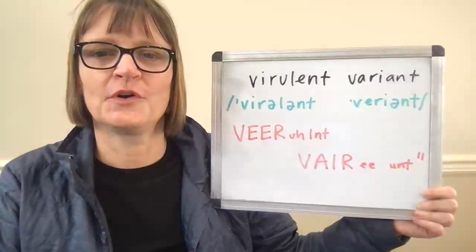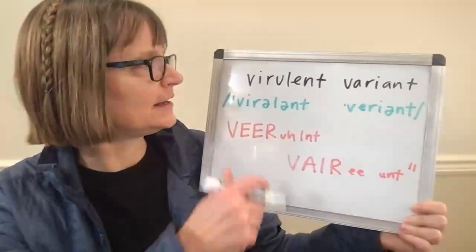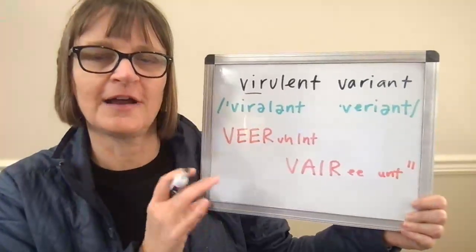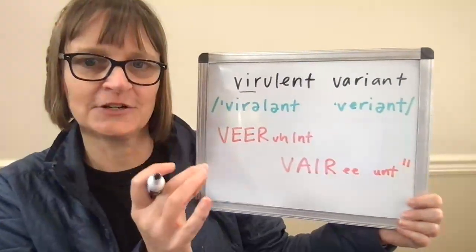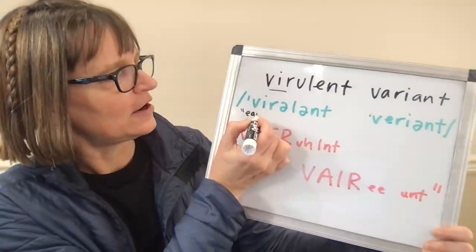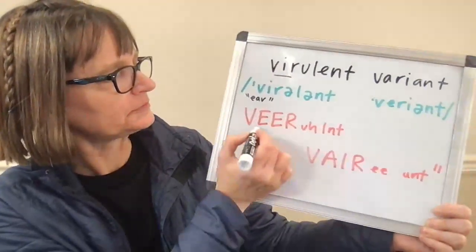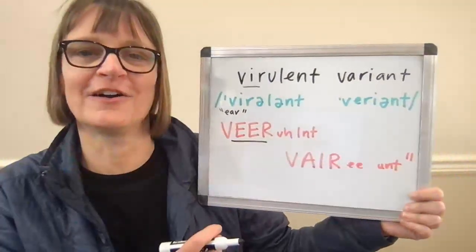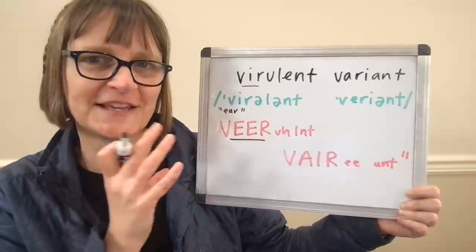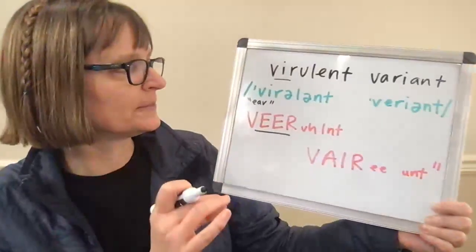First of all, the word virulent has first syllable stress, and the VIR has the ear diphthong. So sometimes I write that as EAR, like my ear. Here I've written it with EER. That's another way we typically spell this ear sound. So we go from a tense E into our ear.